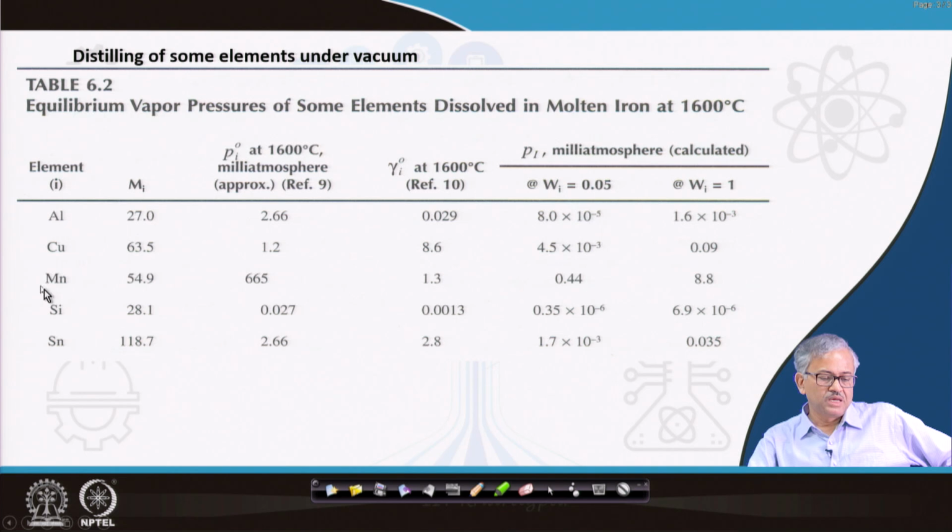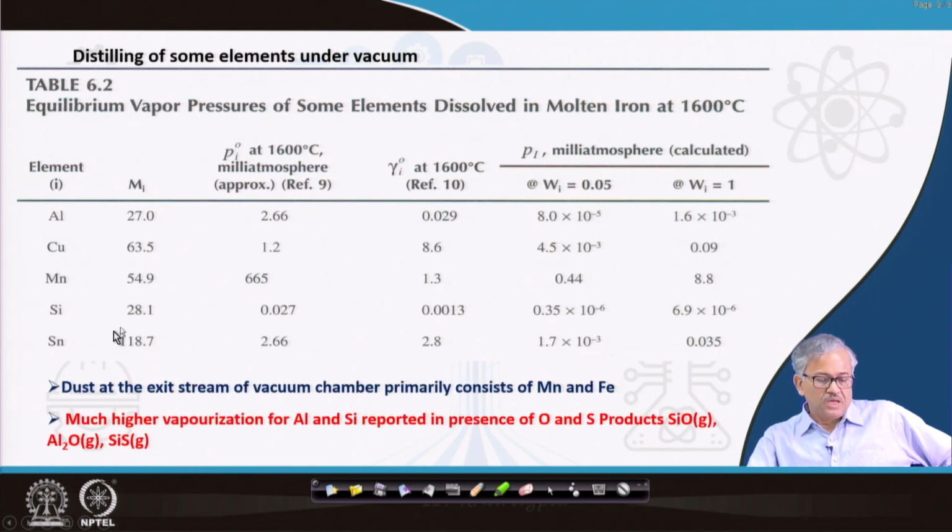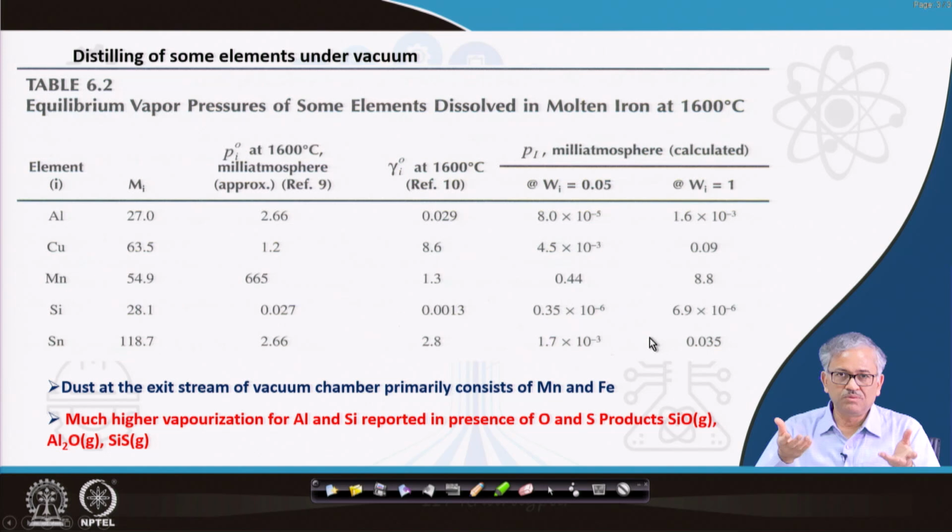But manganese, even in elemental form, it is possible to distill off when the manganese concentration in the bath is 100%. Then you can easily distill off the manganese from the liquid steel. That is why the dust at the exit stream of the vacuum chamber primarily consists of manganese and iron. Iron will vaporize because iron has a large surface area, because iron is 95%. So under vacuum when you expose it, the iron will vaporize. And the manganese basically distills off because its vapor pressure is much higher compared to atmospheric pressure.